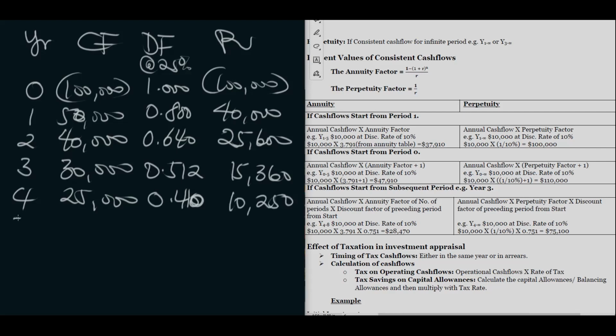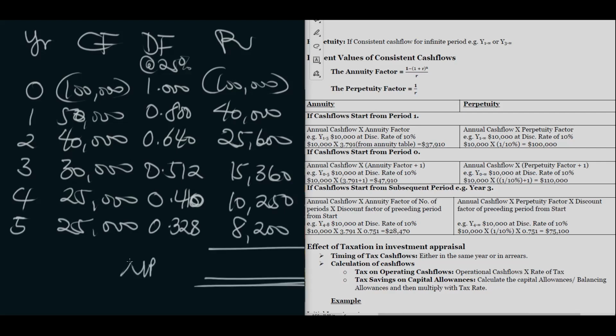Then I have year 5, also 25,000. The factor is 0.328, so 25,000 by 0.328 gives you 8,200.